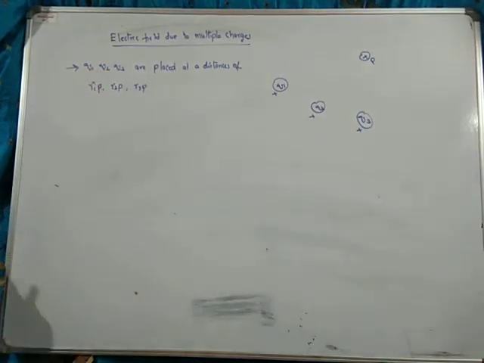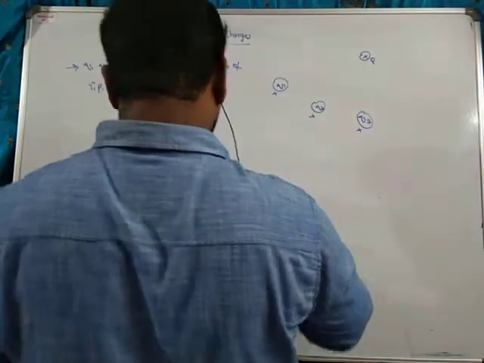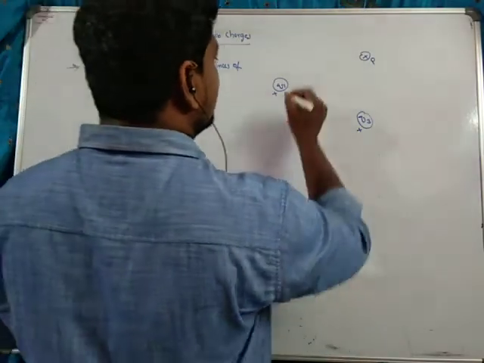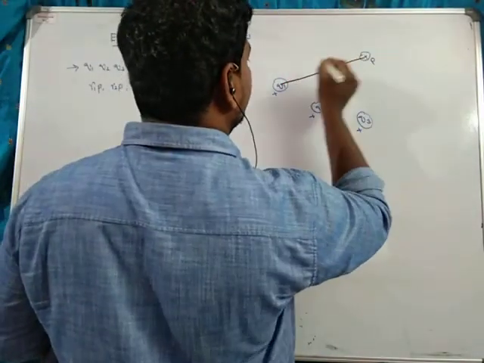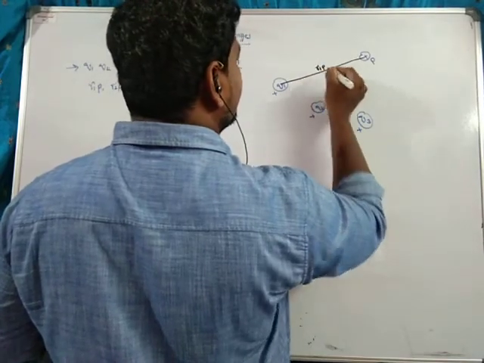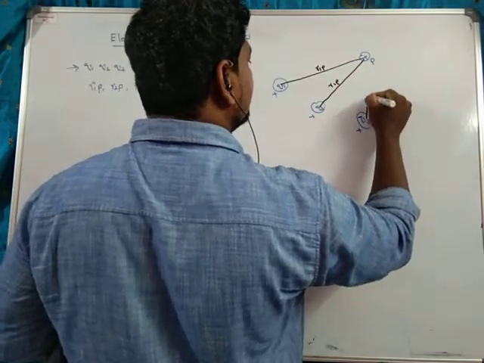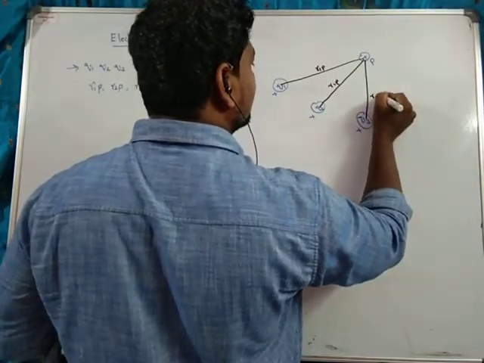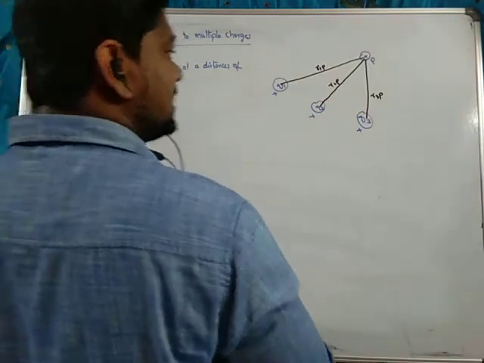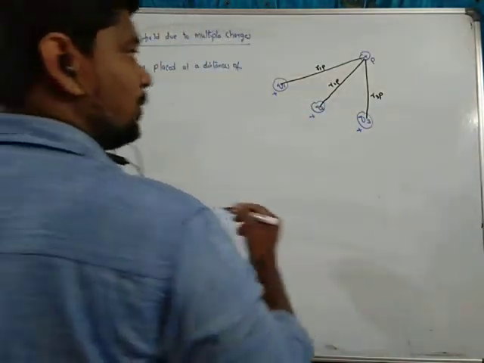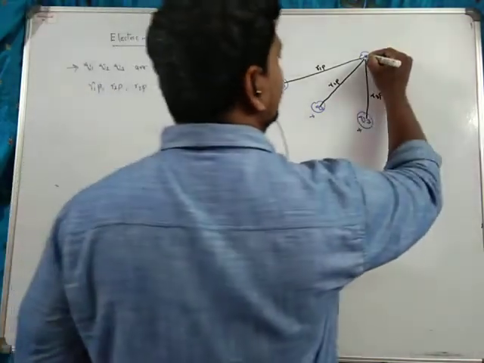So not only three charges, if you place n number of charges, it is also applicable. We are considering Q1, Q2, Q3, and so on up to Qn, placed at distances R1P, R2P, R3P, and so on up to RnP, from point P. We consider the distances from Q1 to P as R1P, Q2 to P as R2P, and Q3 to P as R3P. Whenever we consider a point charge, the point charge will experience a field.